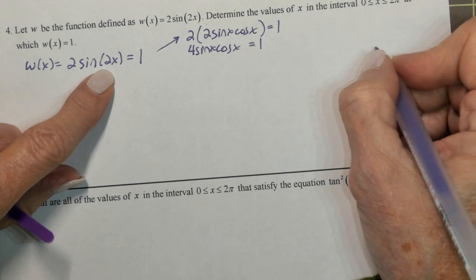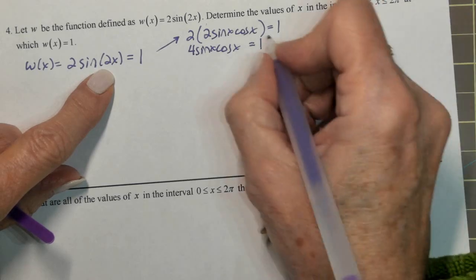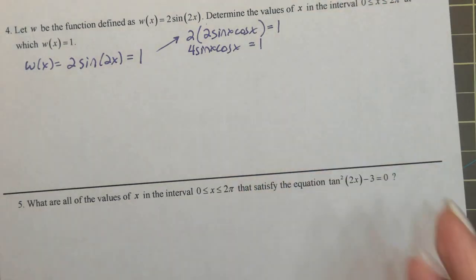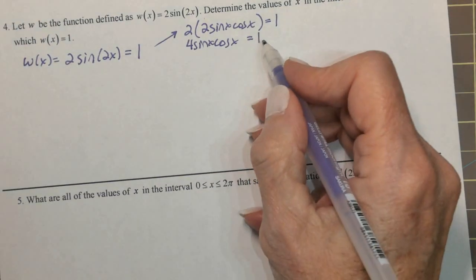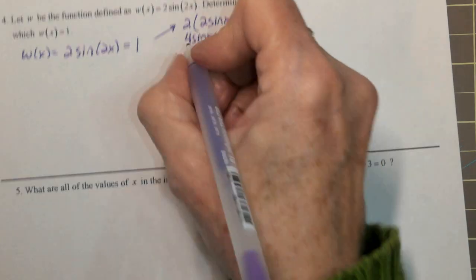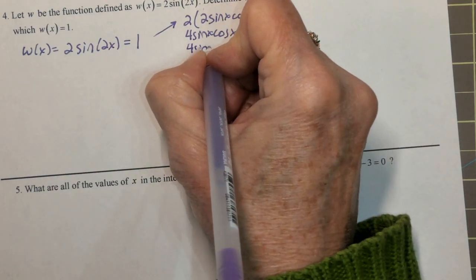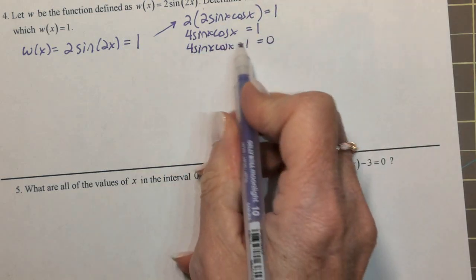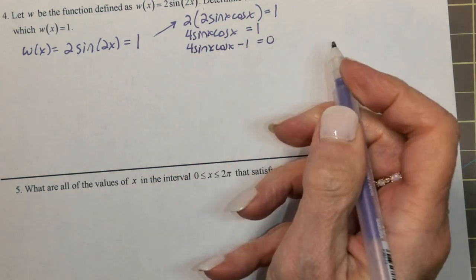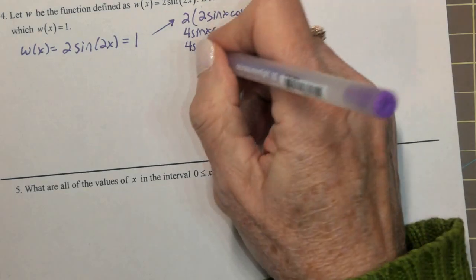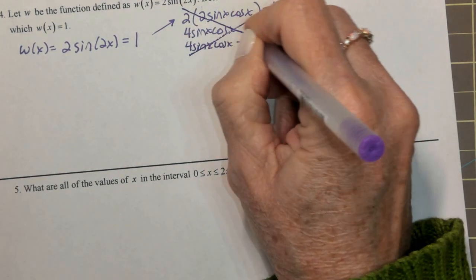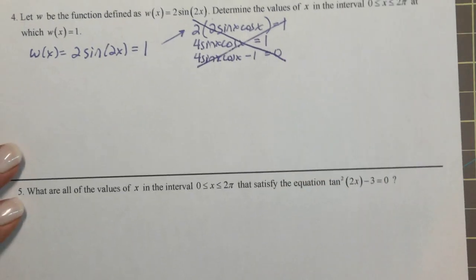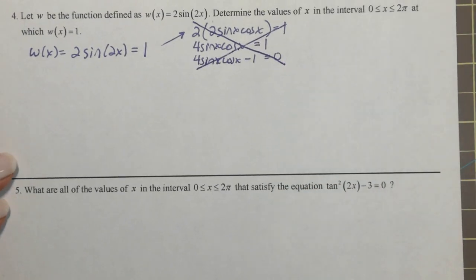What do I do with that? The only thing that I could do is bring this to the other side, because if you're going to solve this by factoring, you have to get 0 on one side. And if I did that, I would have 4 sine x cosine x minus 1 is equal to 0. How does that factor? It doesn't. So that method did not work. We did nothing wrong, it just did not help us solve this equation.